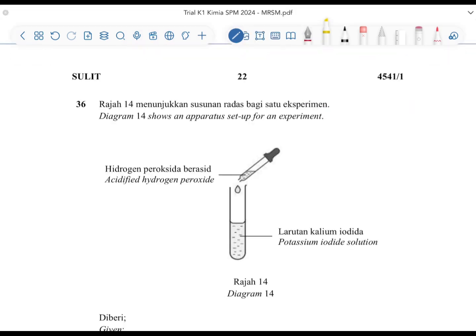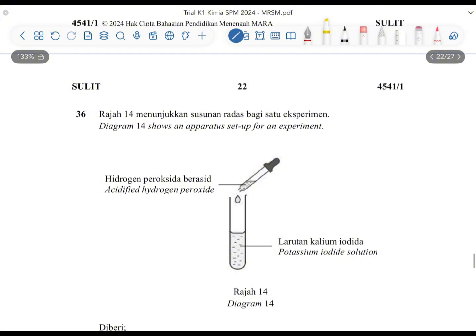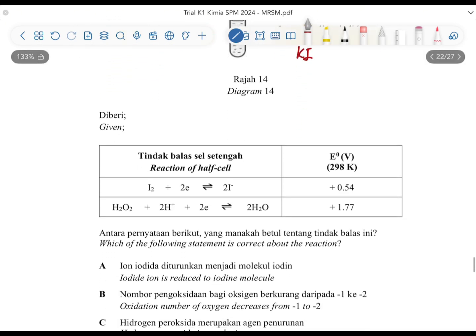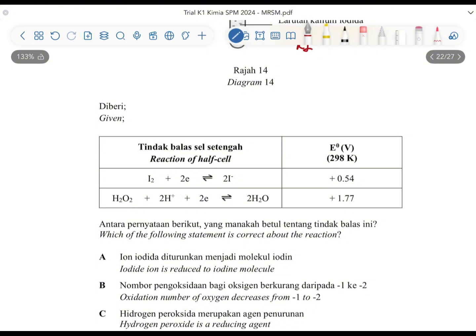So let's continue with the discussion of the next question. This is a diagram that shows the apparatus set up for the experiment. In this simple experiment, we have acidified hydrogen peroxide and potassium iodide solution. Let's write the chemical formula for hydrogen peroxide, which is H2O2, and the chemical formula for potassium iodide, which is KI.